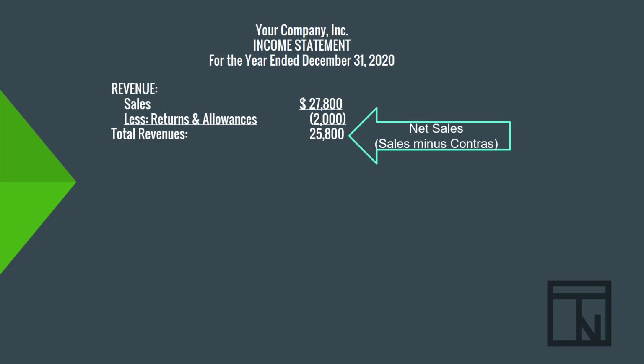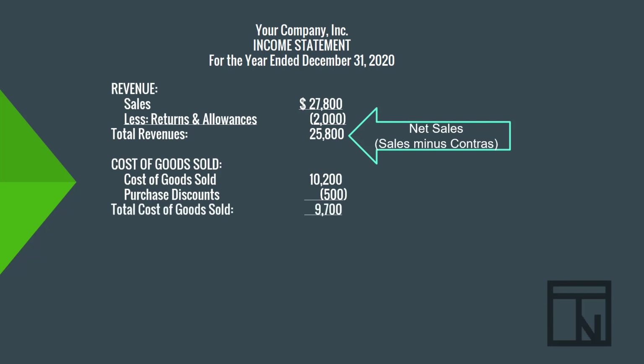Then we're going to create a section for our cost of goods sold. Remember that cost of goods sold covers all of our merchandise-related expenses, so things like cost of goods sold and any purchase contra accounts. In our example, we're using purchase discounts. We would subtract those contra accounts out of cost of goods sold, and that would give us our total cost of goods sold. So total cost of goods sold is your COGS minus any contra accounts.